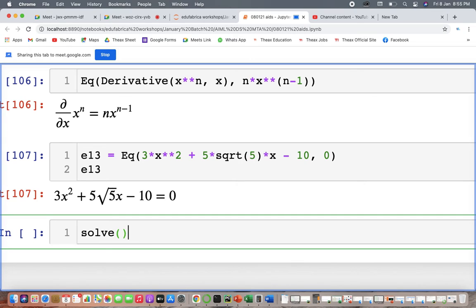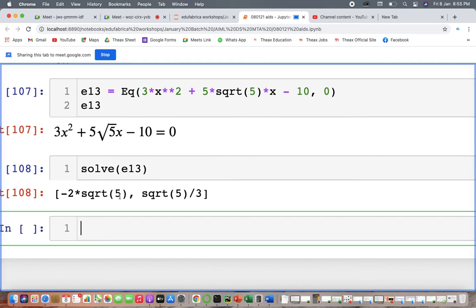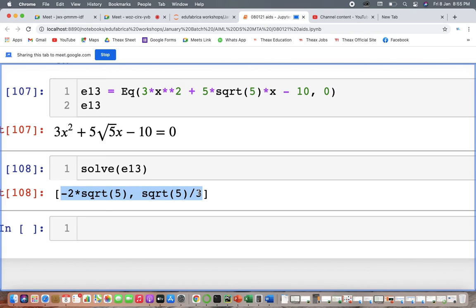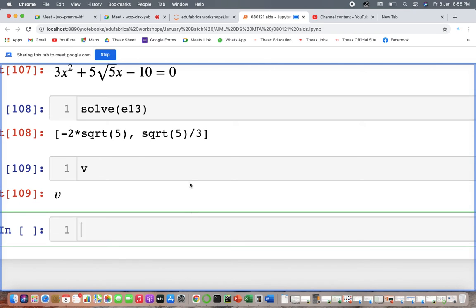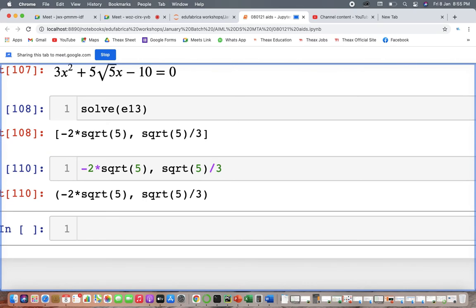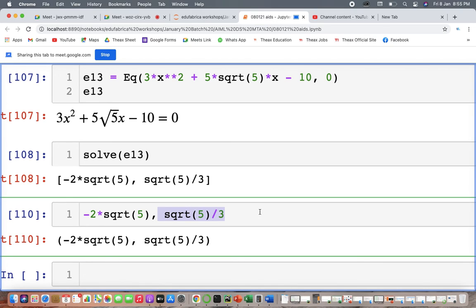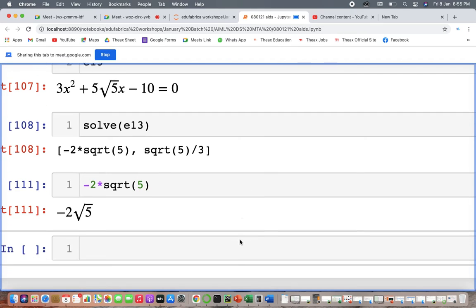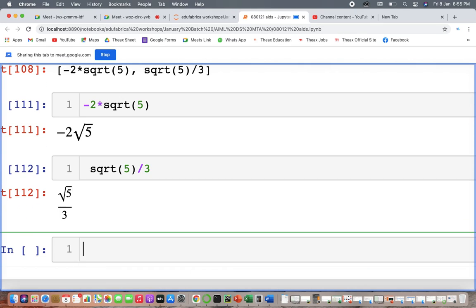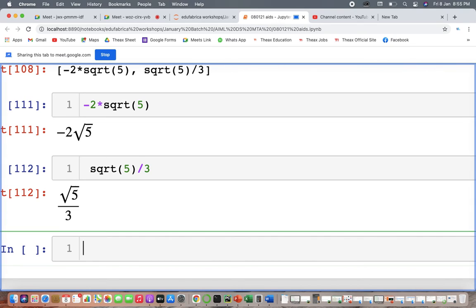Tomorrow you'll be getting some word problems. Then you have to frame the equations, write them up, and then solve them. So we solve equation 13, and we get two values, minus 2 square root of 5 and square root of 5 by 3. We can print them one by one, even like this. There are two different values, root 5 by 3 and minus 2 root 5.